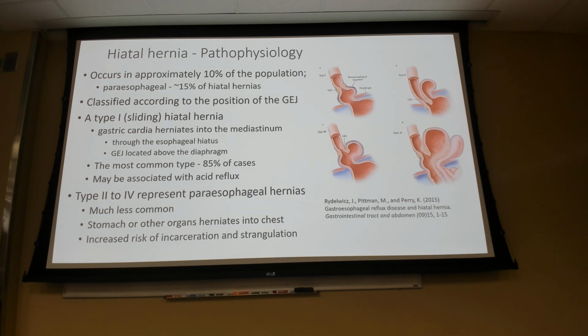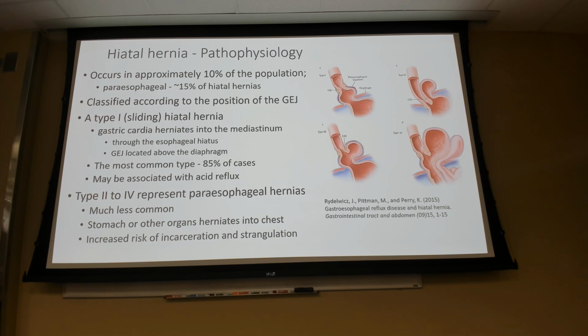So this is actually pretty common, about 10% of the population. They're usually pretty benign. Most of them are classified as type 1, which is your sliding hiatal hernia. It slides up into the esophagus, and they may be asymptomatic. They may just complain of reflux symptoms. What concerns us is type 2 to 4, which is less common. This is when you have your risk of incarceration and strangulation, like I talked about.